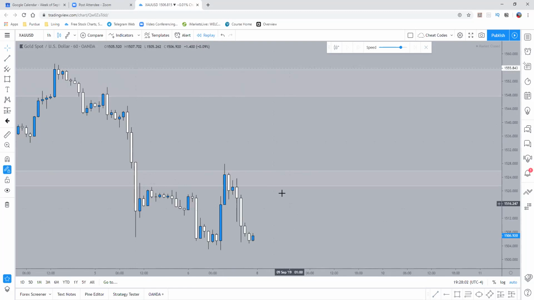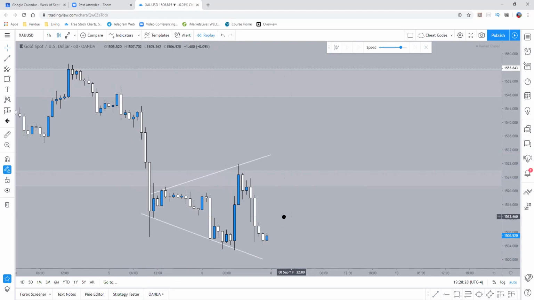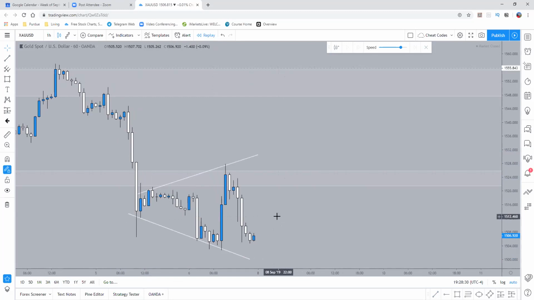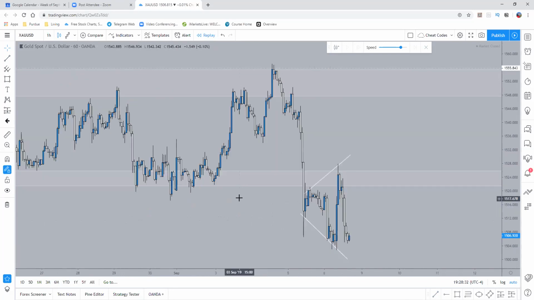That's your flag, right? Yeah, it could be a flag. This could also be a descending channel. So you're calling this the flag right here? For our continuation down. Move to the left a little. See the overall picture. Right.